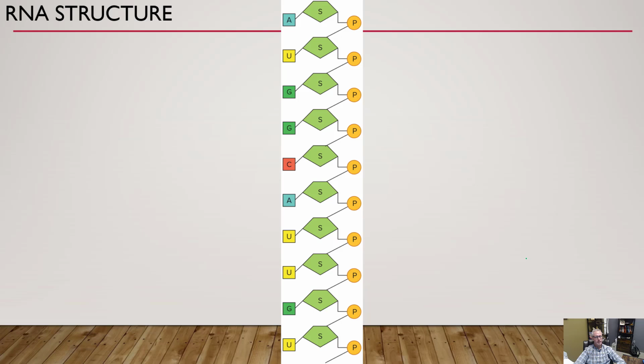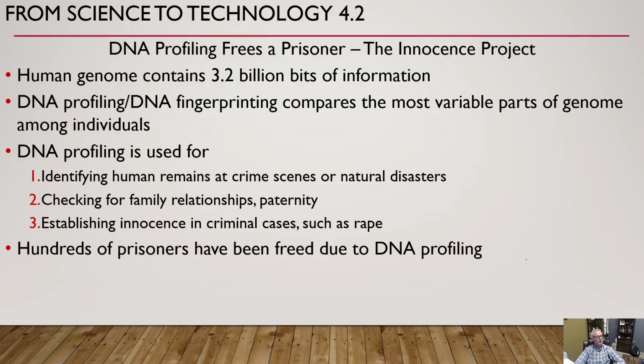Structure of RNA, it doesn't coil up in that helical structure like DNA does. All right, so Innocence Project. Remember that the genome consists of about 3.2 billion DNA bases.